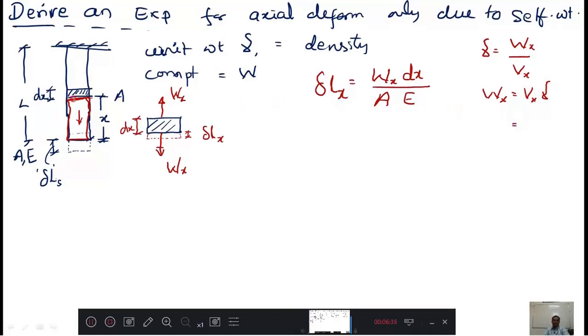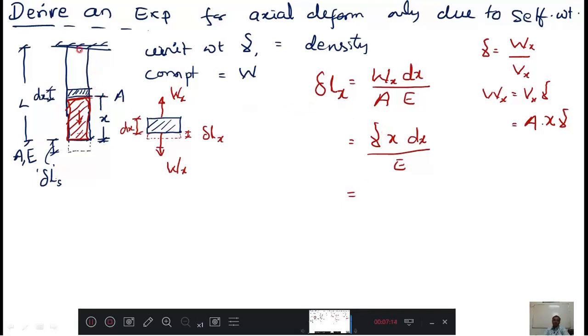Vx is a small volume which is shaded by a red color. Then this volume I can write as area into x. That is area into length is a volume, into gamma. Now in the place of Wx I can write Ax gamma. Therefore here A gets cancelled, and it will be gamma x dx divided by E. Only this much is left. A is cancelled. This is the expression for a small strip.